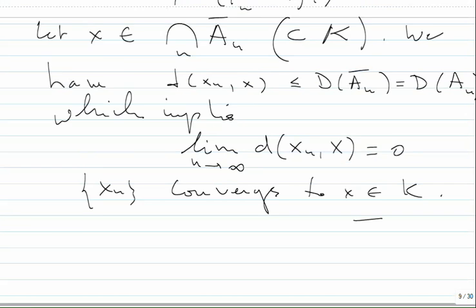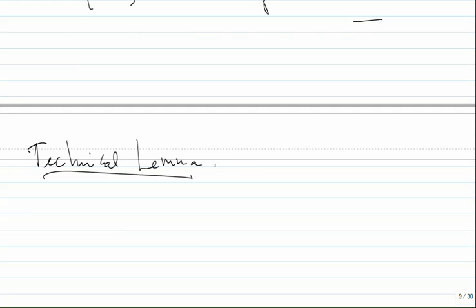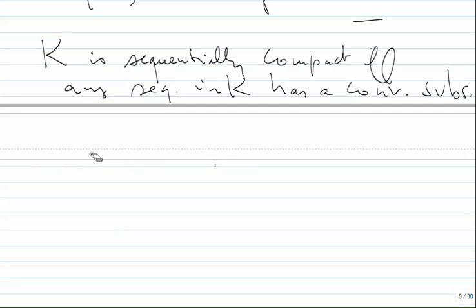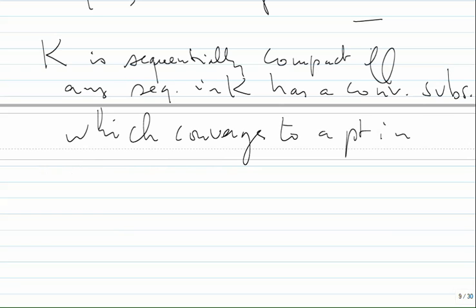Before that, let us define that K is sequentially compact if and only if any sequence in K has a convergent subsequence with the limit in K. So K is sequentially compact if and only if any sequence in K has a convergent subsequence which converges to a point in K.